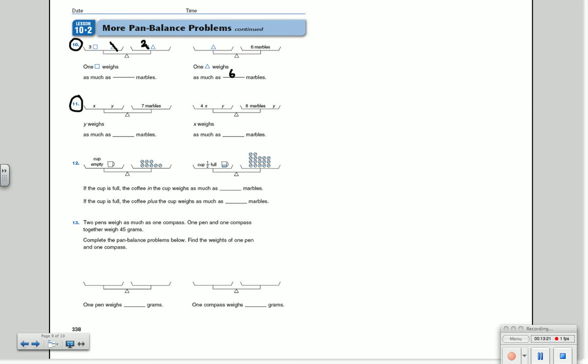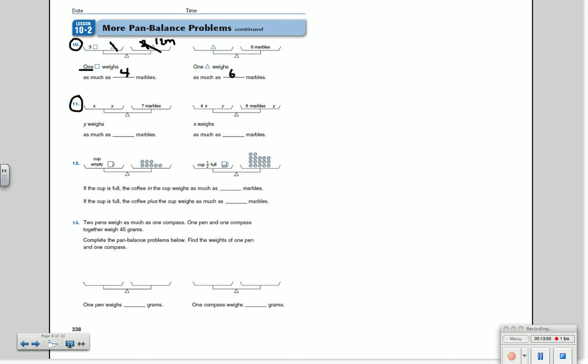So if 1 triangle weighs as much as 6 marbles, that means 2 triangles would be, you guessed it, 12 marbles. And now to figure out how much 1 square equals, or 1 cube equals, all I need to do is divide this side, or the squares, by 3 and the marbles by 3. Because 3 divided by 3 would be 1 square, and 12 divided by 3, of course, would be 4.